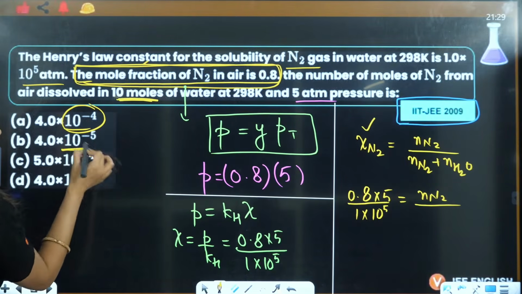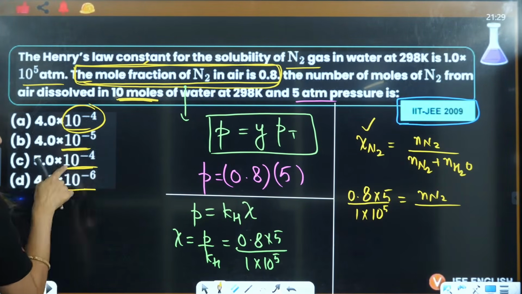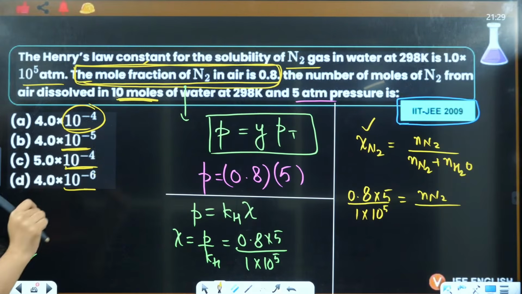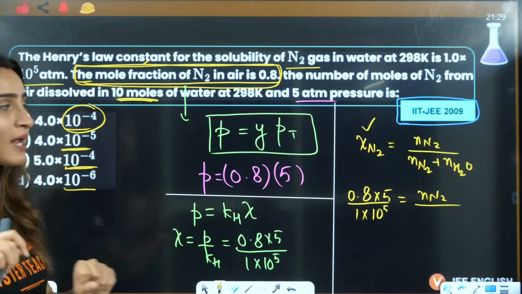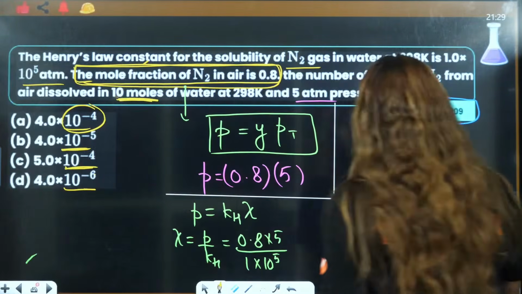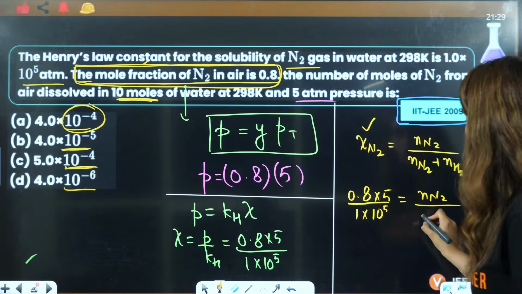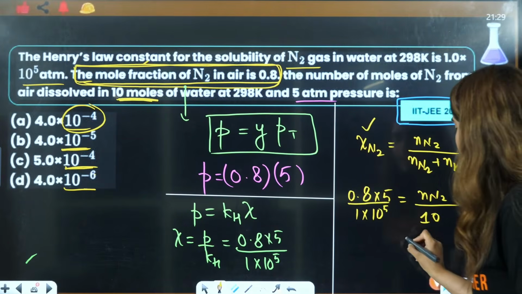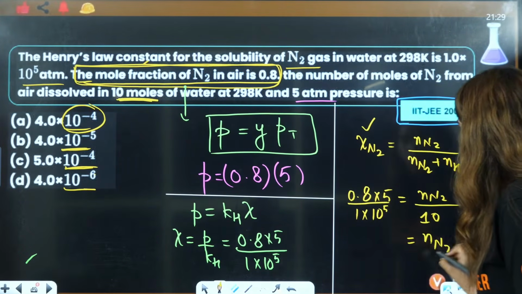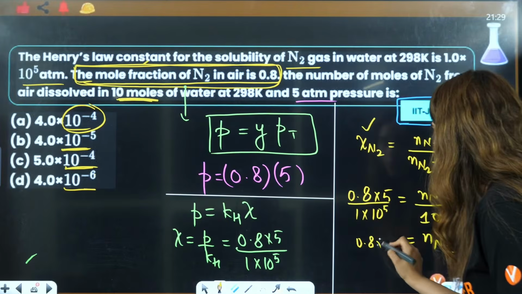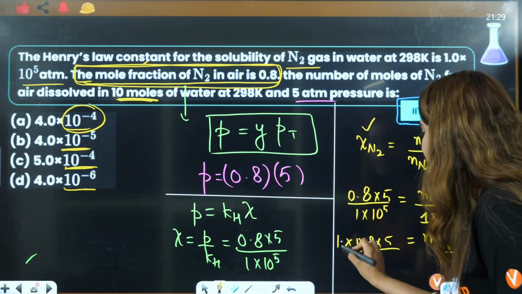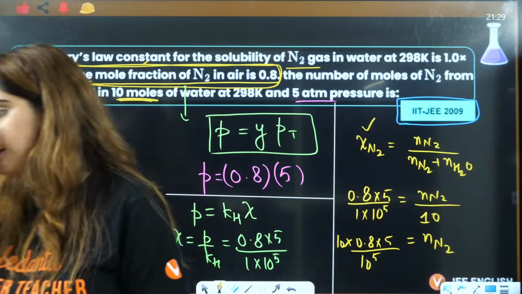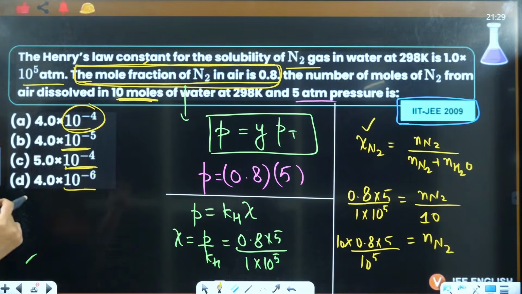Here it is 10 raised to power minus 5, minus 10 raised to power minus 4, minus 6, minus 5. That means the number of moles of solute are very small, right? So you can also ignore it. So I can directly write number of moles of H2 is 10, and that's how you will calculate number of moles of N2, that is 0.8 into 5 divided by 10 raised to power 5. This will be multiplied by 10, and that will be your answer here.